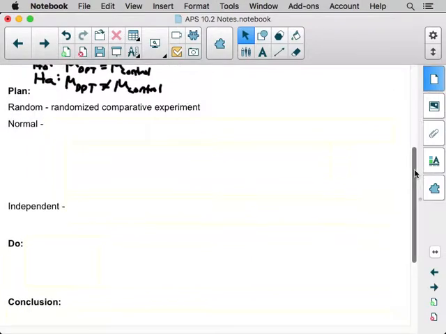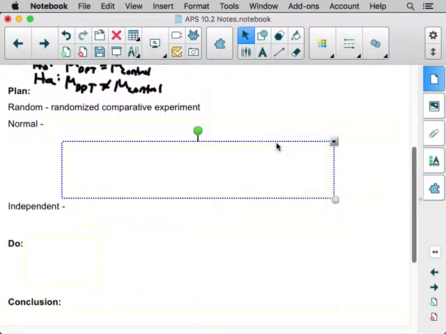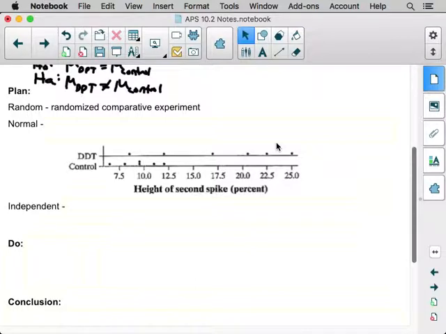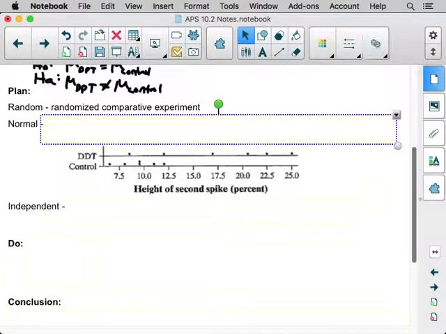I'm trying to remember what graph I have on here. Oh, dot plots. Good, because that's usually easiest anyway. So if you whip up a quick dot plot comparing these two, you do need to separate them. So here's a control group, here's a DDT group, but you do have to separate those, okay? Give kind of a graph for each one because you have two separate groups. And then what do we want to say about these two groups? Yes, there's not major skewness and neither has outliers.